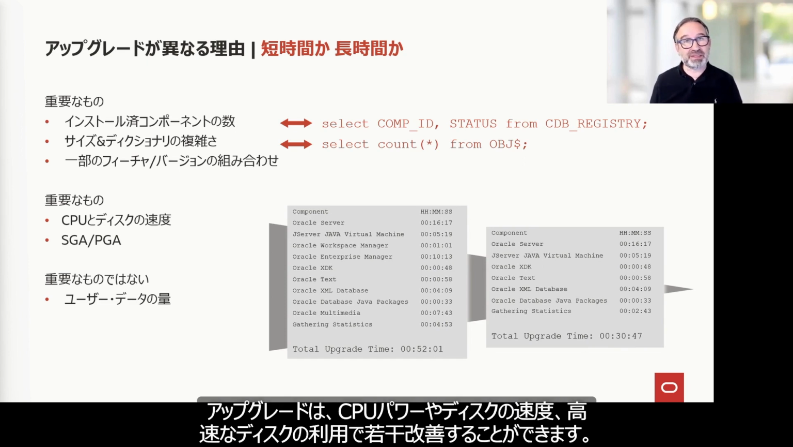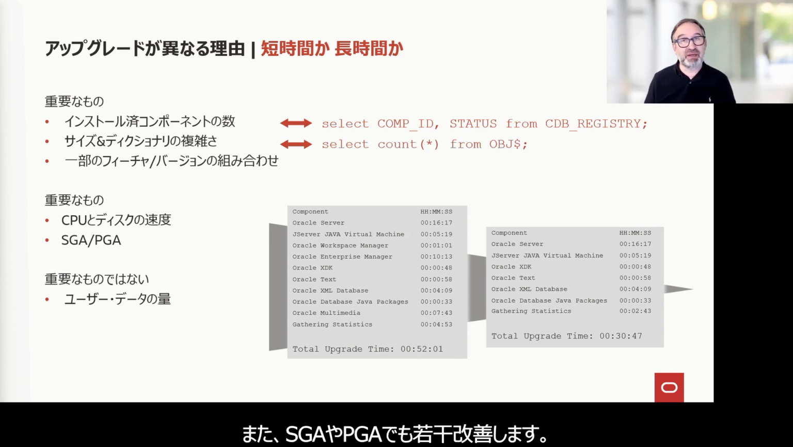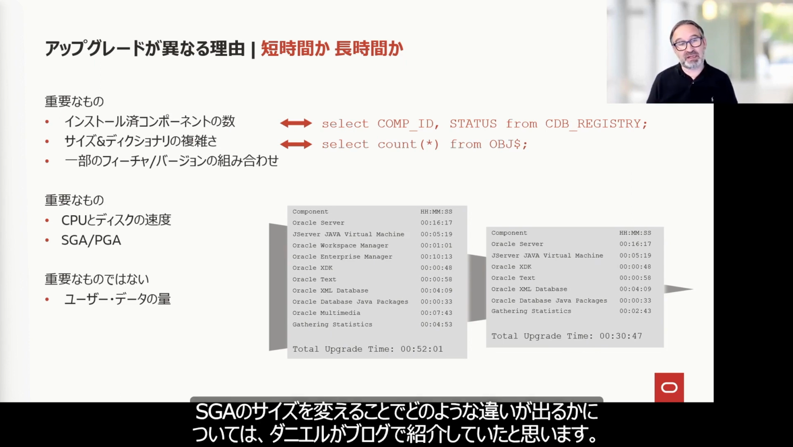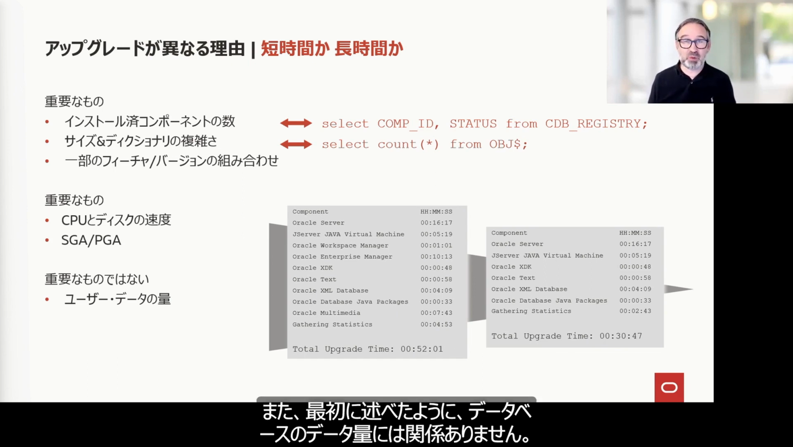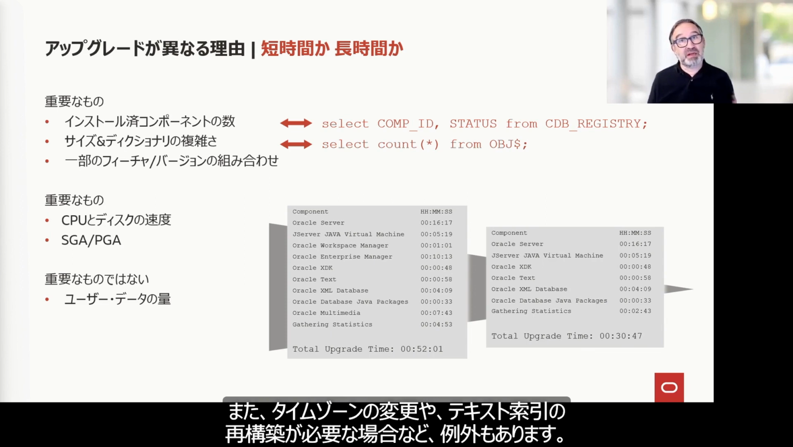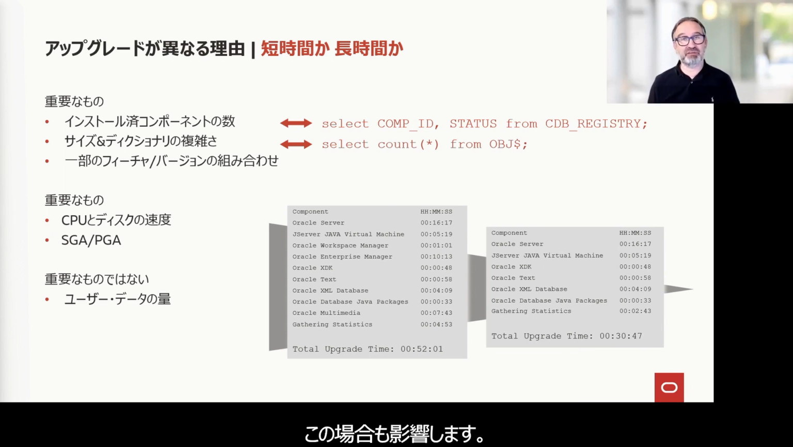You can influence the upgrade also a little bit by more CPU power and more disk speed or faster disks, and also a little bit with SGA and PGA. I think Daniel had a nice blog post on that, how you can make a difference with different SGA sizes. In some cases, not always. And as I said, things which don't matter: the amount of data in your database. Also, there are exceptions, like when you do a time zone change or when a text index needs to be rebuilt, that can have an influence as well.